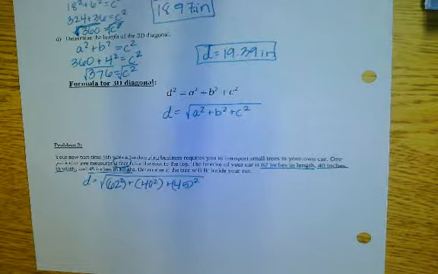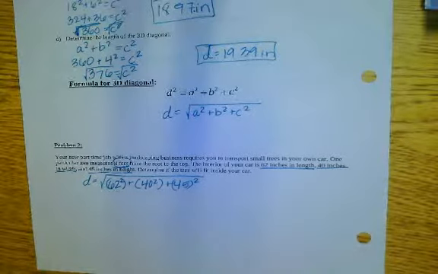Now, obviously, they ask you for the length of the second leg. This isn't going to work. This is strictly for the diagonal. So what do you get for the diagonal?